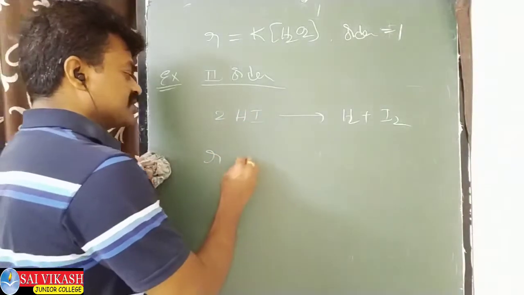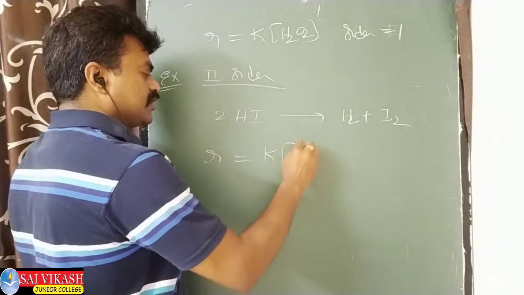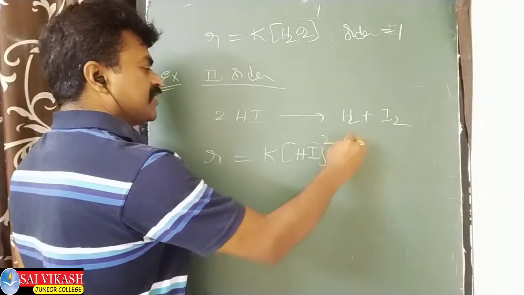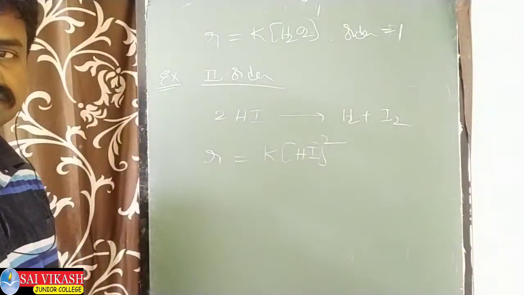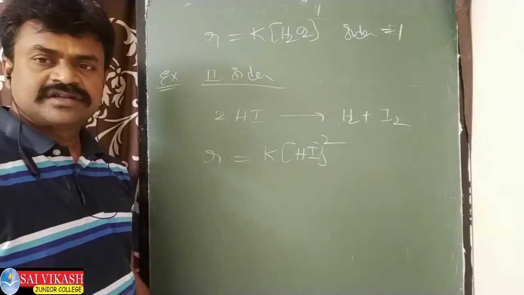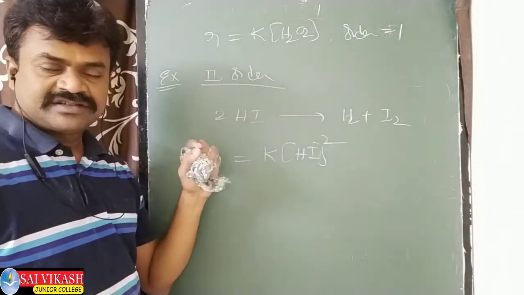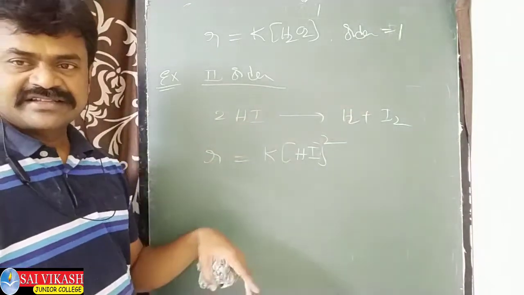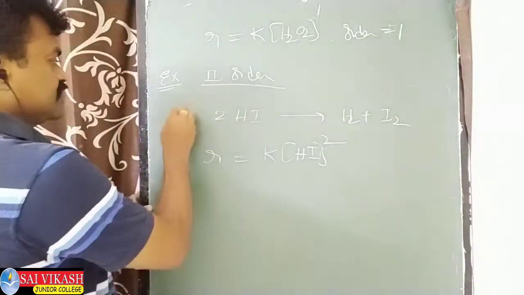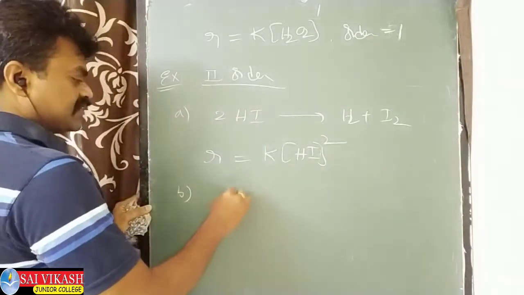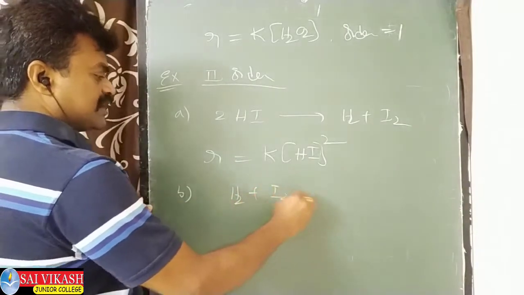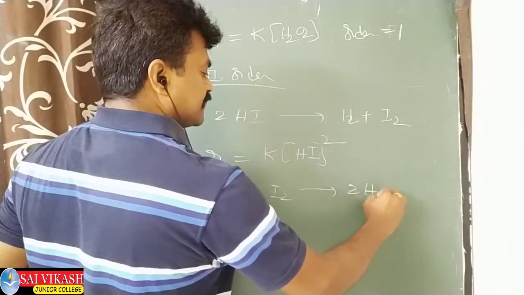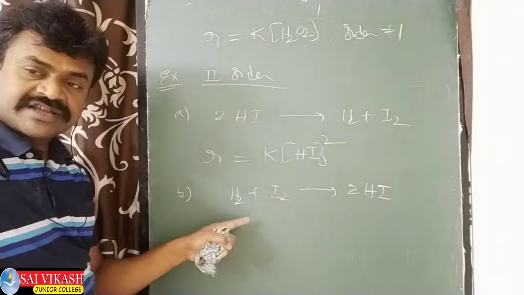Then rate equation, how do you write? R equal to K into concentration of HI power 2. Yes, it is second order. This is for decomposition. Now the formation of HI means reverse of this reaction. See, reverse of this reaction means H2 plus I2 gives 2HI. This is also second order reaction.